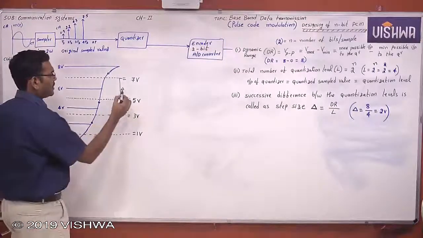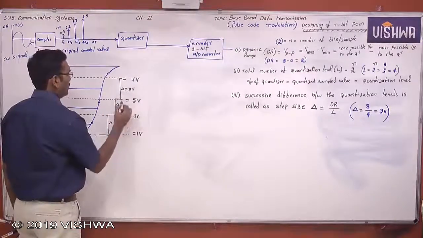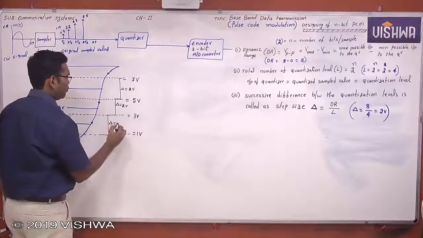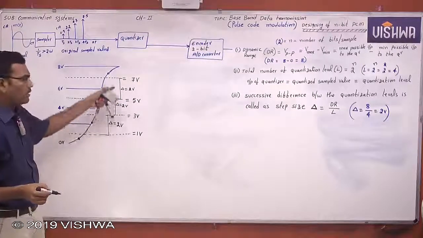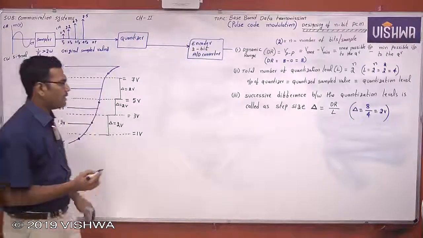Now what is the step size here? Here it is 2 volts, here it is 2 volts, here it is 2 volts. Now see, students, is the step size fixed or not? The step size is fixed between the quantization levels.